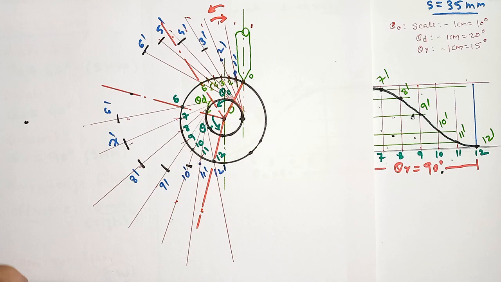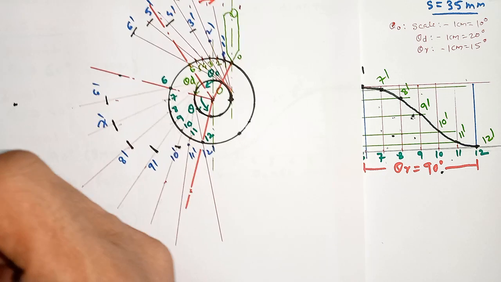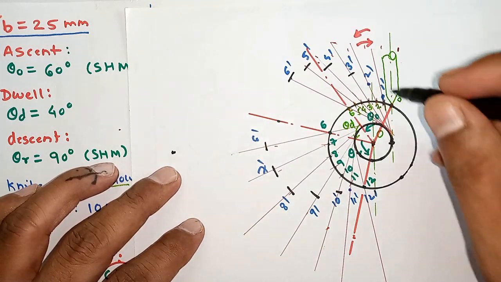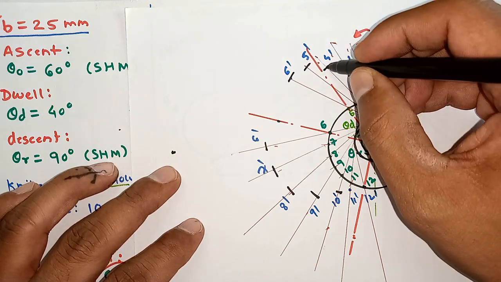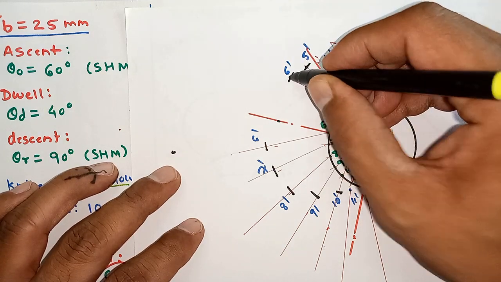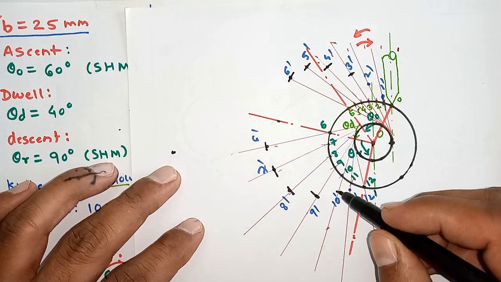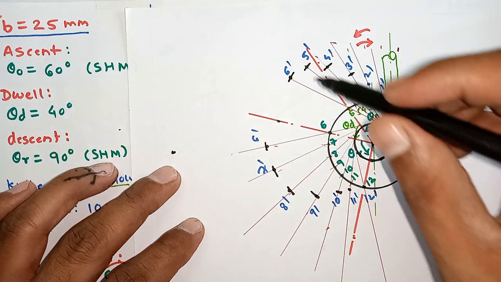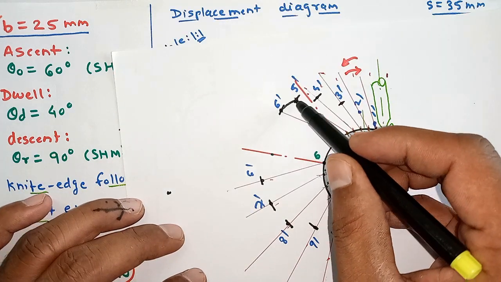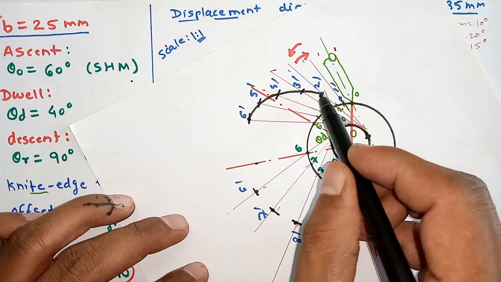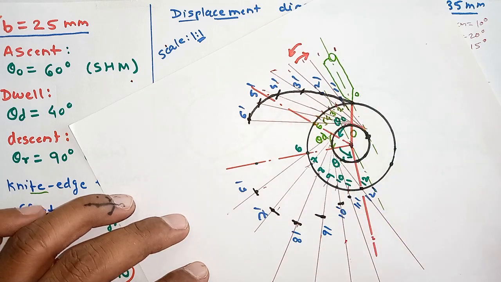Now the last step is to draw a freehand curve passing through all these points in order to obtain the cam profile. Okay, so let us do that. I will mark the points properly. So we will draw a smooth freehand curve passing through all these points starting from 0.